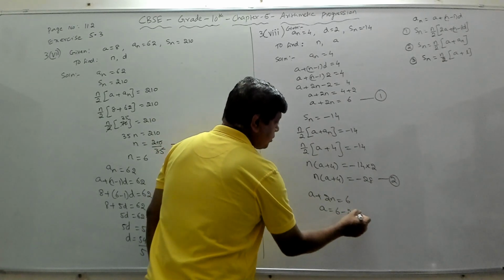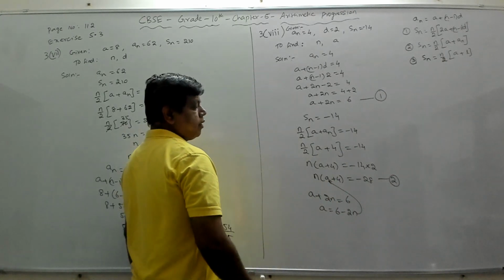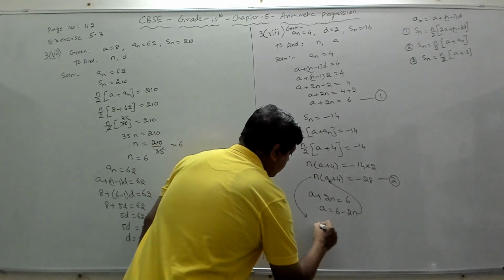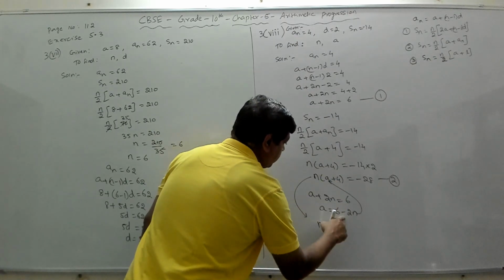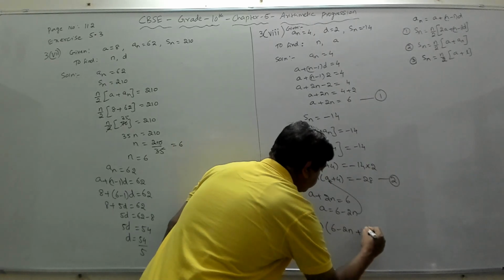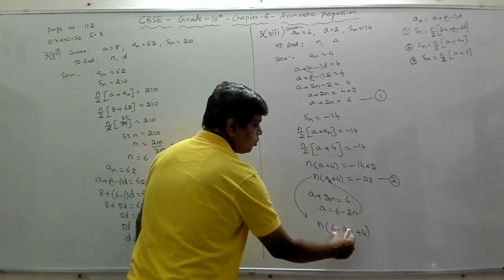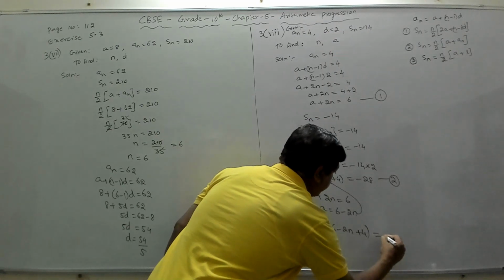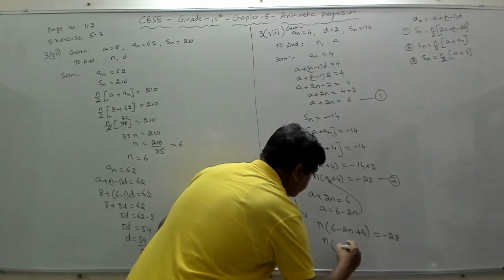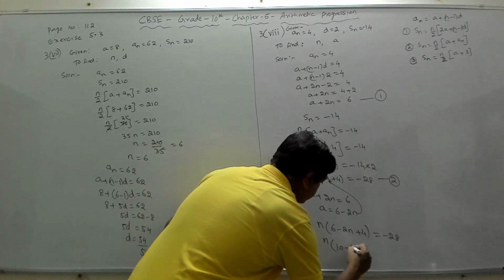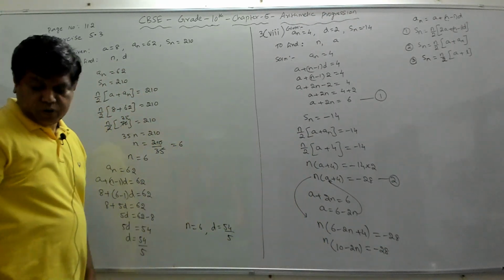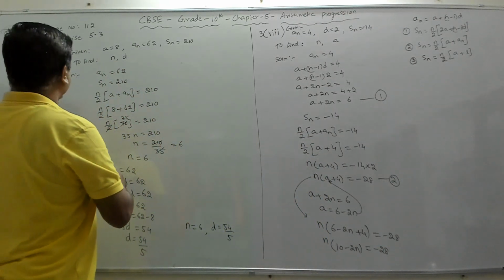Now, we'll substitute a as 6 minus 2n in this one. Right? So this becomes n into a plus 4. A is what? 6 minus 2n plus 4, because instead of a, I am putting 6 minus 2n, plus 4 equal to minus 28. So you get n into 6 plus 4 is 10. So you get n into 10 minus 2n equal to minus 28. So what do we get now?